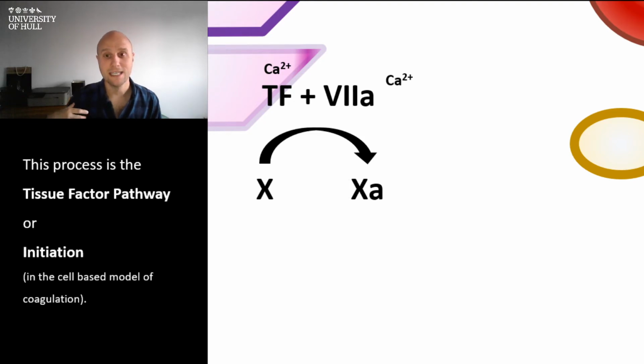And this mechanism here of the tissue factor being exposed and interacting with factor 7 and then going on to catalyse 9 or 10 is known as the tissue factor pathway, or initiation if we're thinking about a cell-based model of coagulation. And if we're thinking of the classical model of coagulation, we might refer to this as the extrinsic pathway.